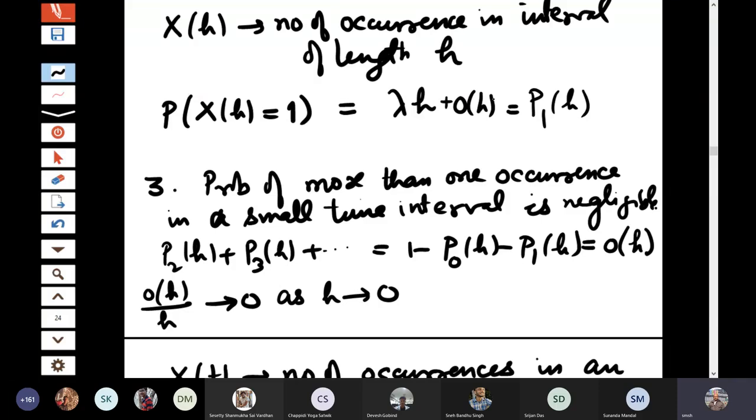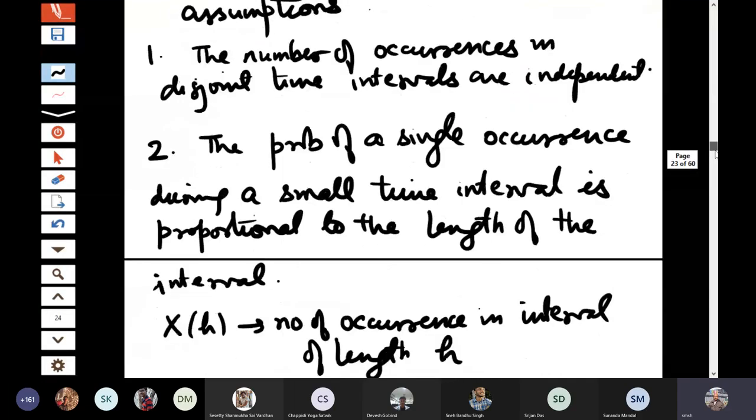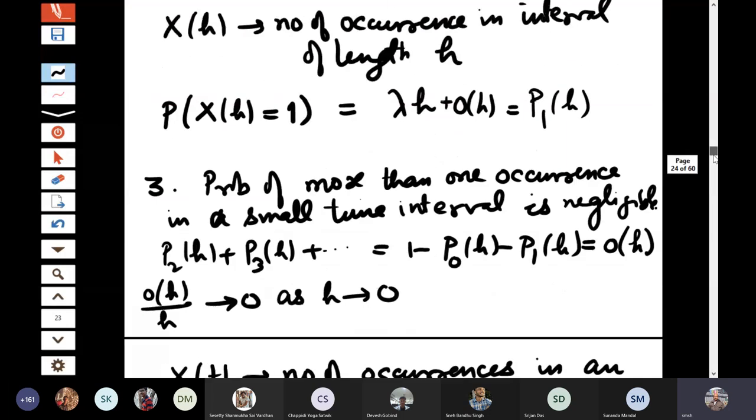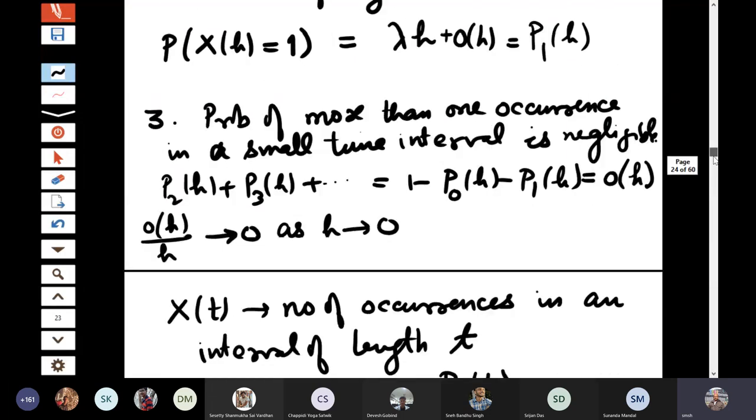So these are our assumptions here. The number of occurrences in disjoint time intervals are independent. Second, the probability of a single occurrence is proportional to the length of the interval. And the third one is the probability of more than one occurrence is negligible. So from here you can conclude that, because P_1(h) I have put as lambda h, P_0(h) is equal to 1 minus lambda h plus o(h). Now plus o(h) and minus o(h) is the same. I can put minus o(h) also here. It doesn't make any difference.